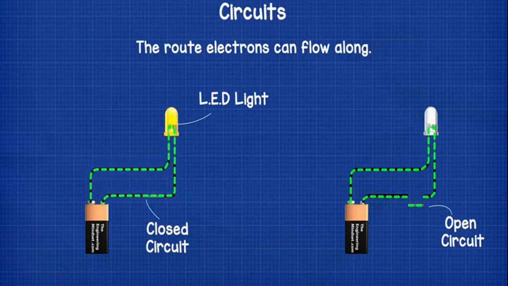So we can add things into their path like light bulbs, and this means that the electrons will have to pass through this in order to get to the other terminal. And so we can use this to create things such as light. The circuit can even be open or closed. In a closed circuit, that means the electrons can flow around, and in an open circuit, this means that the electrons are not able to flow.